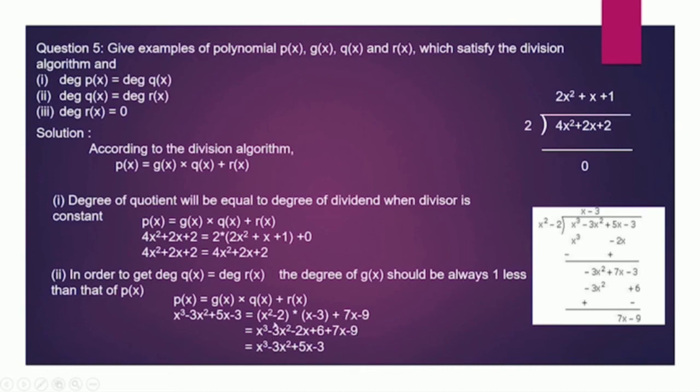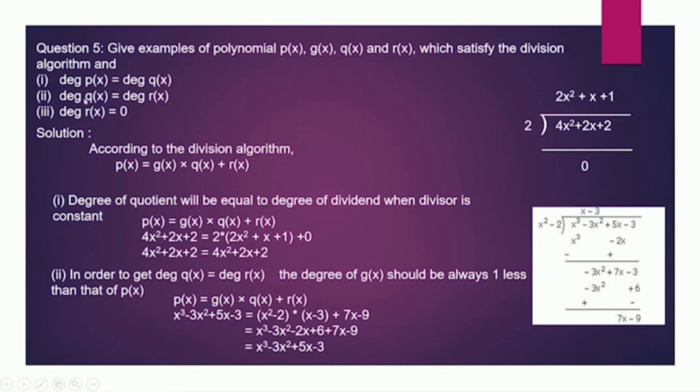Now simplifying this polynomial, we will get x cube minus 3x square plus 5x minus 3. Therefore, it is the same on both left hand side and right hand side. Therefore, the division algorithm is satisfied for this example also.